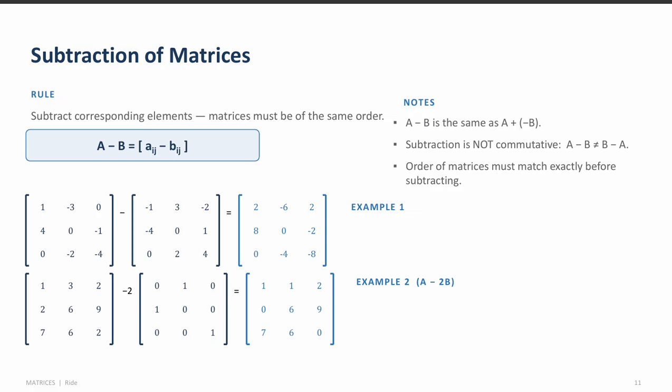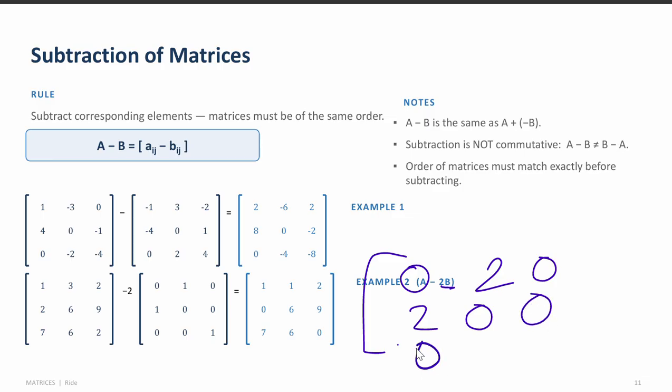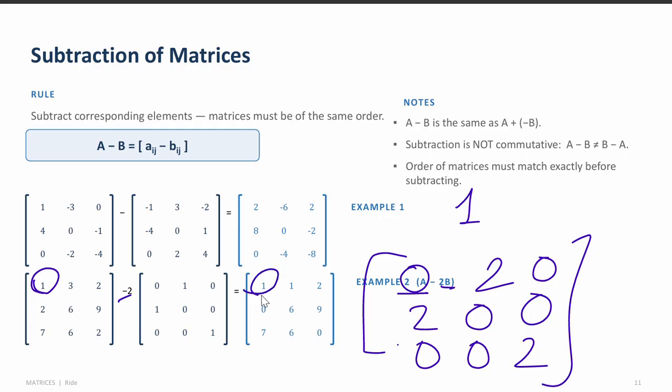Let us take out minus 2B, okay? So it is going to be minus 2 into 0 is 0, 2, 0, 2, 0, 0, 0, 0, 2. Right, now you have to subtract. 1 minus 0 is 1, right? 3 minus 2 is 1. So therefore you can find the whole of this matrix, right? A minus B is the same as A plus of minus B. We know this, right? Because plus minus becomes minus itself.